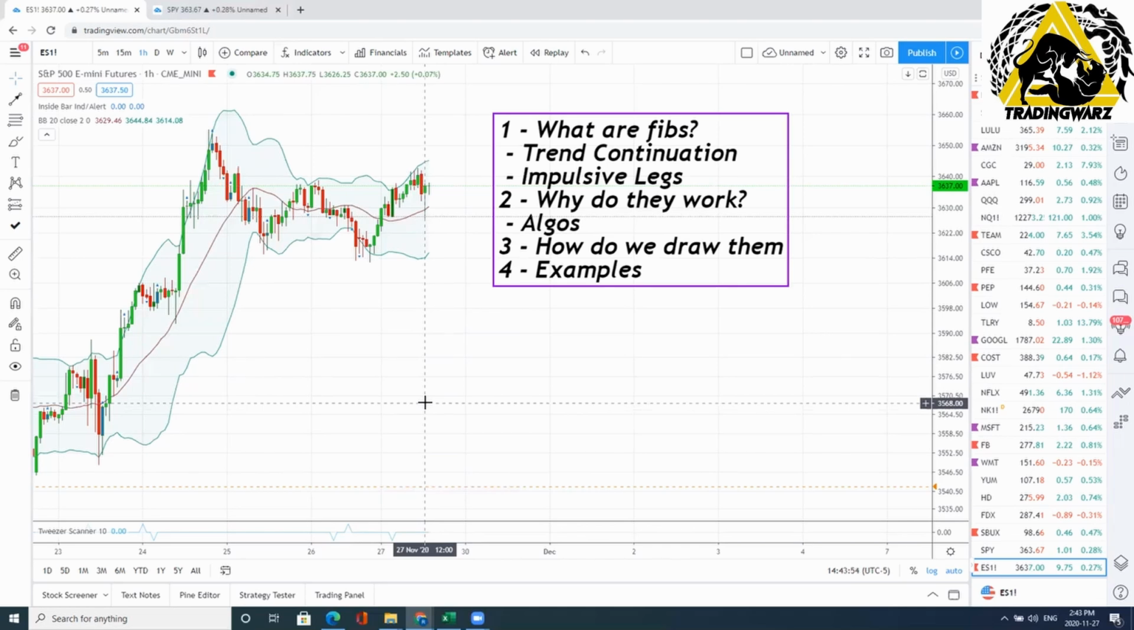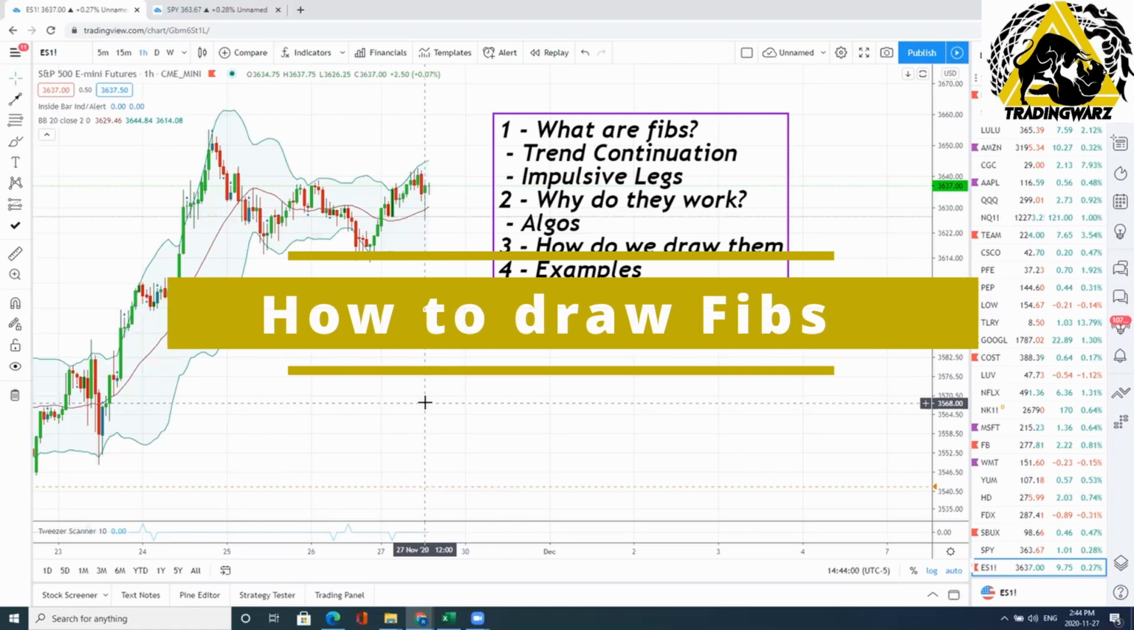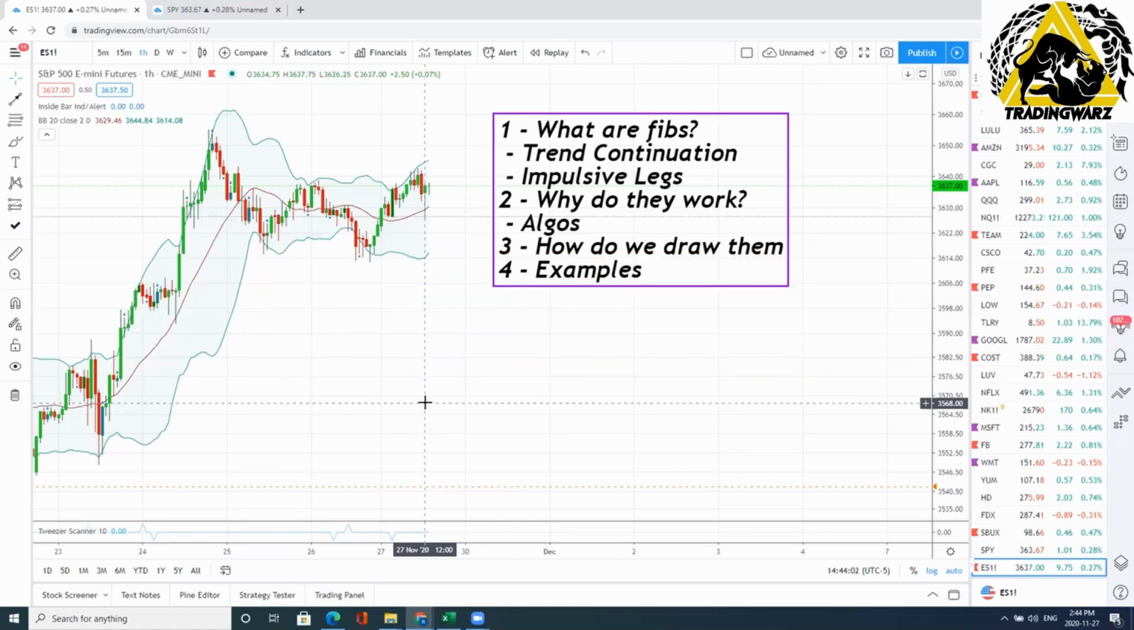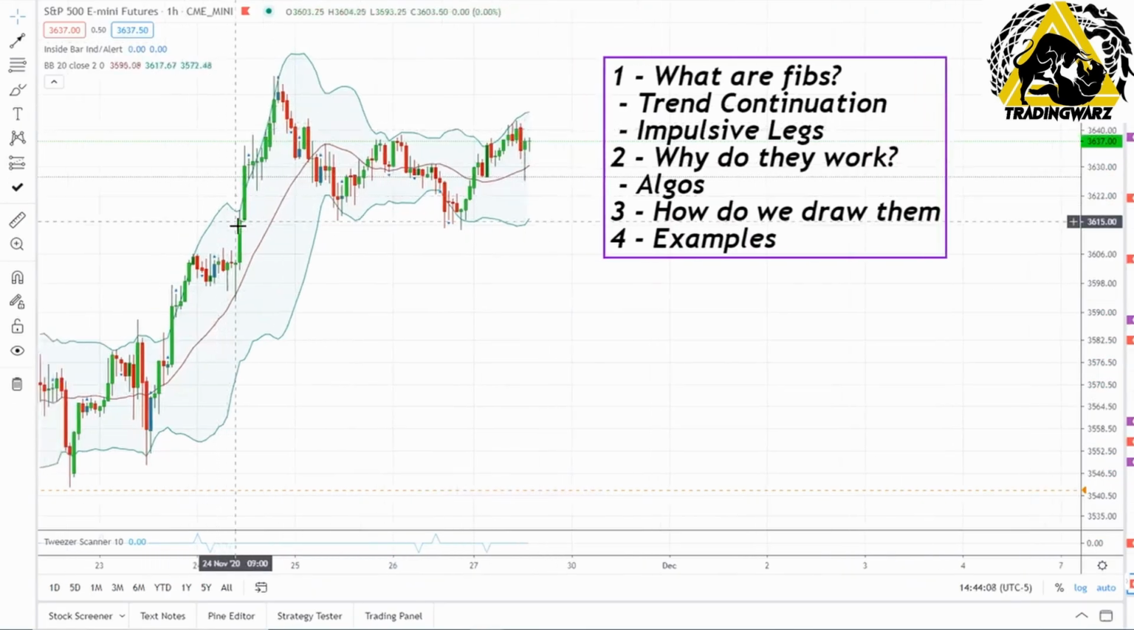Okay. So we talked about fibs being trend continuation. We talked about the impulsive legs. We talked about why they work. And now I'm going to draw a few examples, and I'm going to keep it short so that we can get to examples. So let's look at the short for the S&P 500 on the hourly chart recently. Okay, so I like taking recent examples. I don't like doing hindsight things.